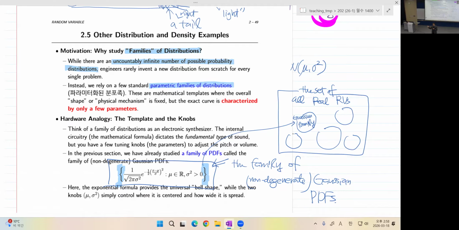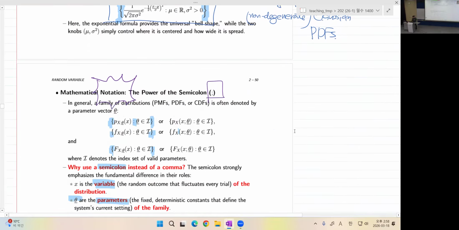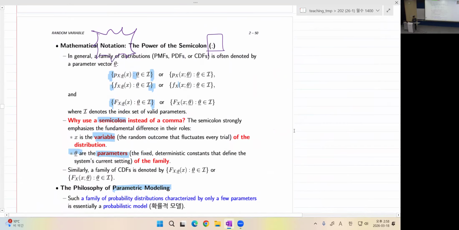Why do we stick to this kind of parameterized family, as I told you? Because we cannot handle arbitrarily shaped PDFs. And we may find good reasons why we use this family of distribution functions. Got it? Anyway, so you need to get familiarized with these notations. Let's take a look at them carefully.